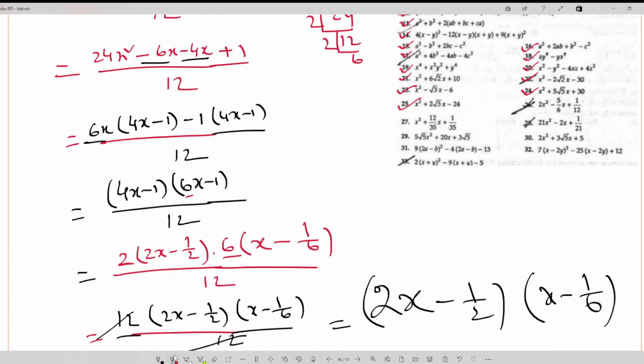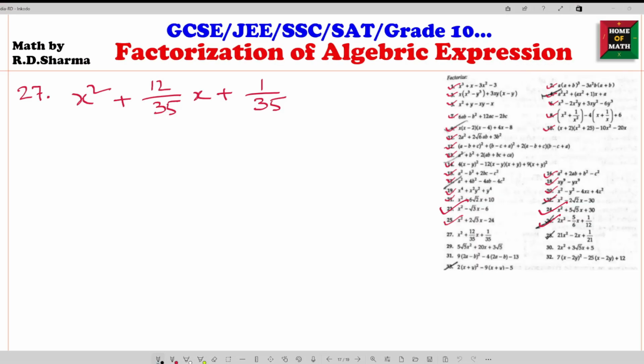So number 26 is done. Okay, now we will start number 27. Number 27 is also like 26. So here is x² + 12x/35 + 1/35. This one, first the LCM 35, so we can write here 35x² + 12x + 1.